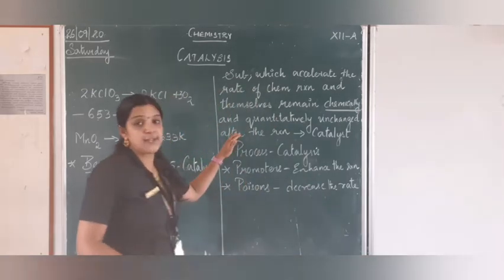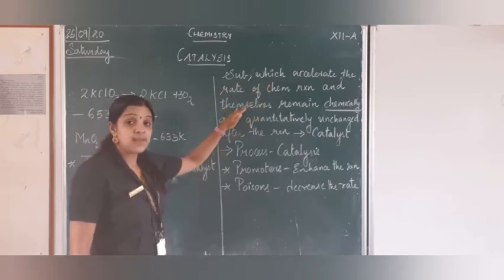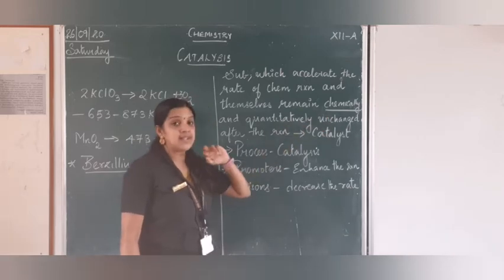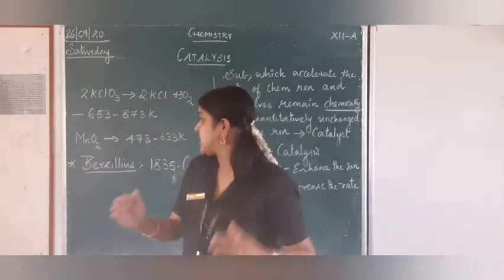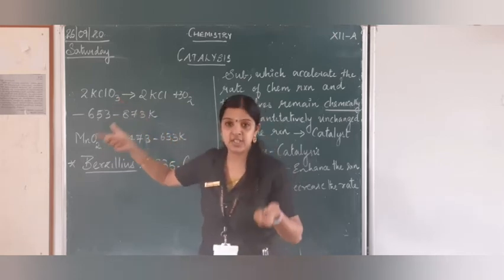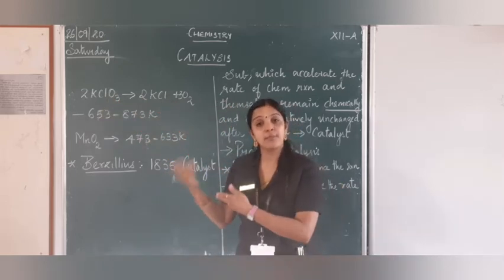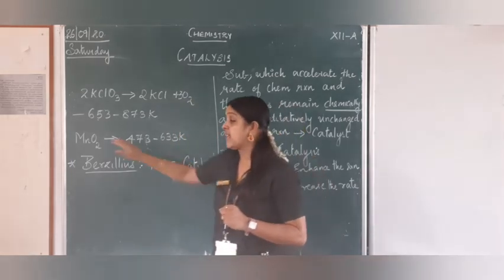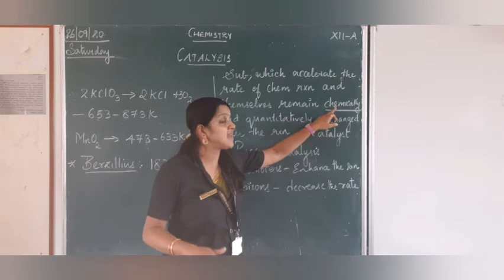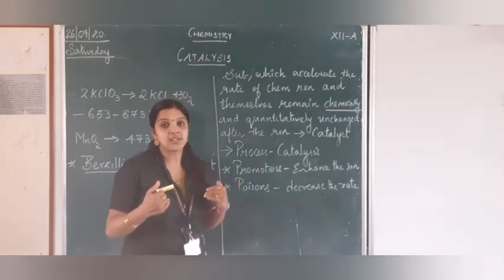So what is a catalyst? This is a definition for the catalyst. Substance which accelerates the rate of chemical reaction and themselves remain chemically and quantitatively unchanged. Both these words are important, chemically and quantitatively. When I say chemically, what does it mean? Say when I am going to add manganese dioxide to this reaction, if manganese dioxide is reactive, it should also react with potassium chlorate and I may not get my desired product. I may get some other products along with the desired product. So this catalyst which I am adding, after the reaction gets over, it does not react with the reactant. It remains unchanged chemically. Whatever composition I am putting, the same composition I am getting back after the reaction.